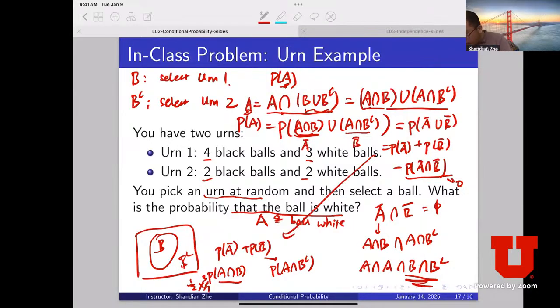And then let us look at this guy. A intersection with B complement. B complement means the event that you select N2. So A intersection with B complement means that you first select N2, then from N2 you select the white ball. What's that probability? Any thought? You first select N2, then from N2 you select a white ball.